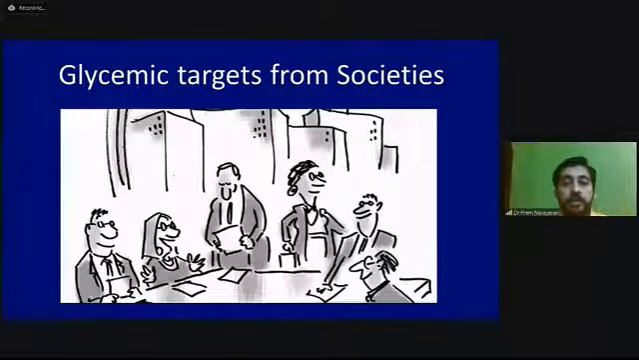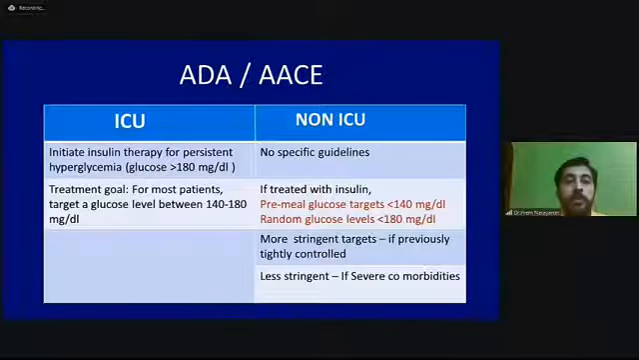Now, next we move on to the glycemic targets suggested by the various societies. So first, the apex body, the ADA and the ACE. In the ICU setting, initiate insulin therapy for persistent hyperglycemia, that is glucose more than 180. Definitely you will have to start the insulin therapy. And the treatment goal for most patients is to keep the blood sugar between 140 to 180. Non-ICU setting, no specific guidelines. If treated with insulin, the pre-meal target should be less than 140 and the random glucose should be less than 180.